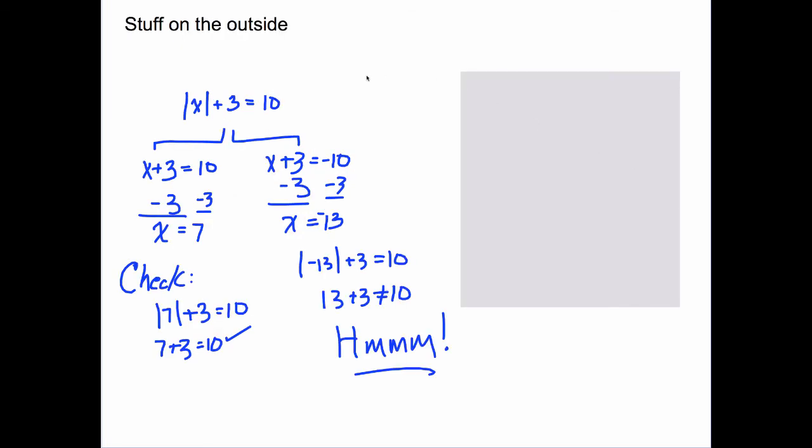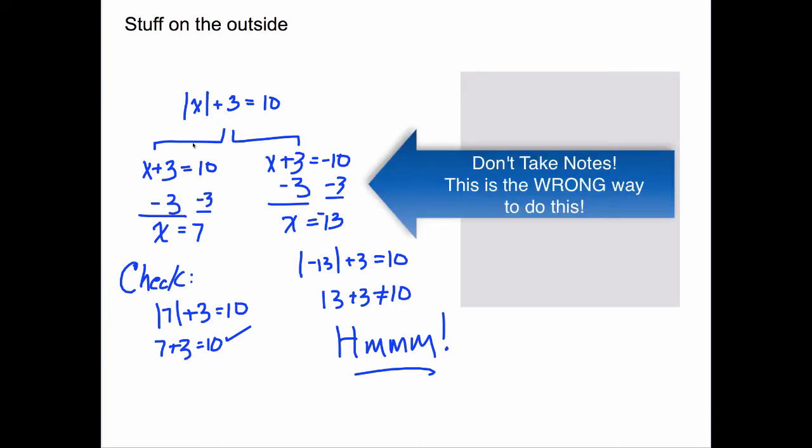Now we're going to take a look at what happens when we have stuff on the outside of the absolute value. So let's split this problem up the way we did before. Don't put this in your journal just yet. Just watch. We're going to take the absolute value of x plus 3 equals 10, and we're going to split it into x plus 3 equals 10 and x plus 3 equals negative 10.